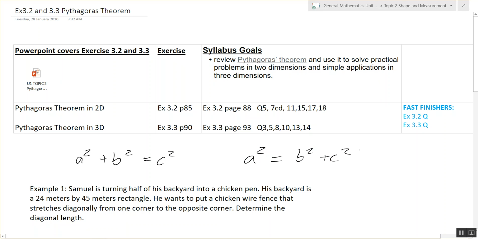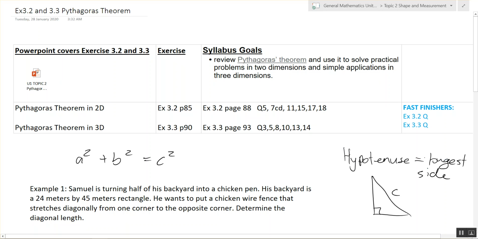It doesn't really matter as long as the one by itself is what side of the triangle? The hypotenuse, okay? I'm going to use this one today, so I'm going to use C as the hypotenuse. The hypotenuse is the longest side. Write it down, just so. It is also the side opposite the, what's this box thing? The right angle.